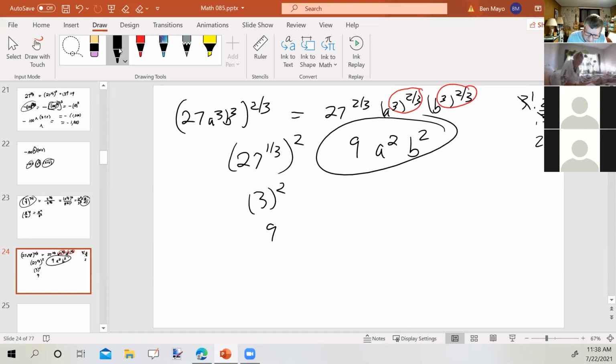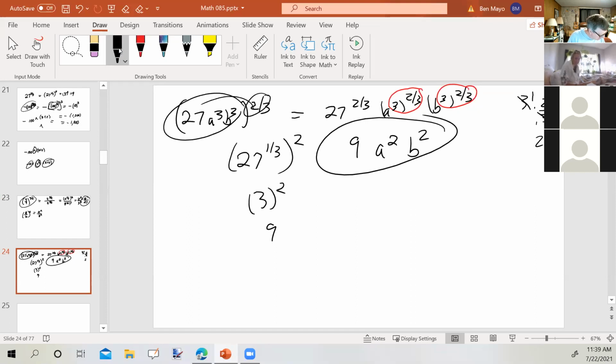Okay, based on if you have a product raised to a power, you attach the power to each factor, and you can do the exponent first or the root first, as long as they're both real. And I recommend doing the root first.